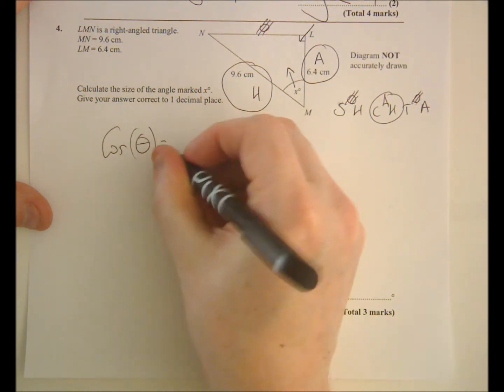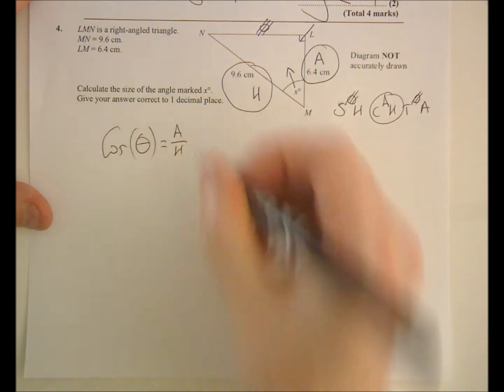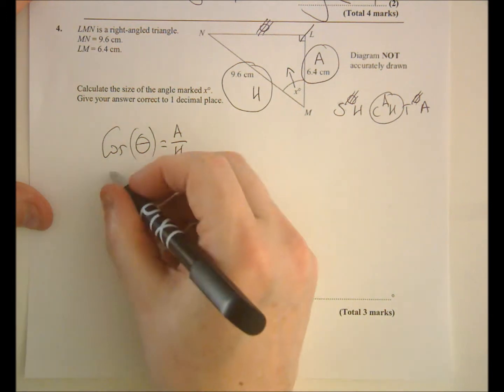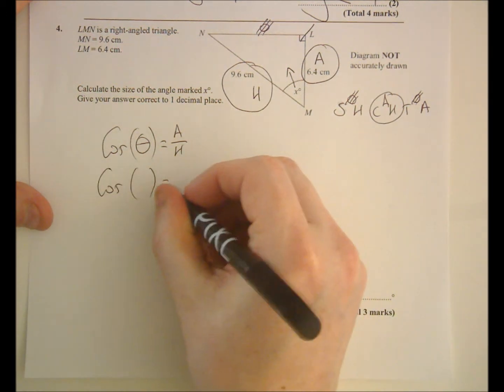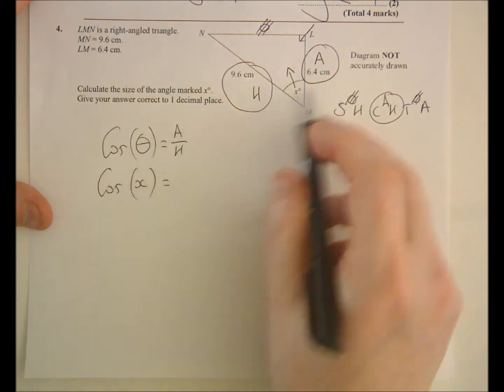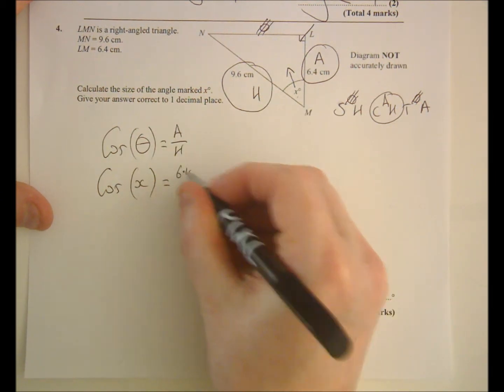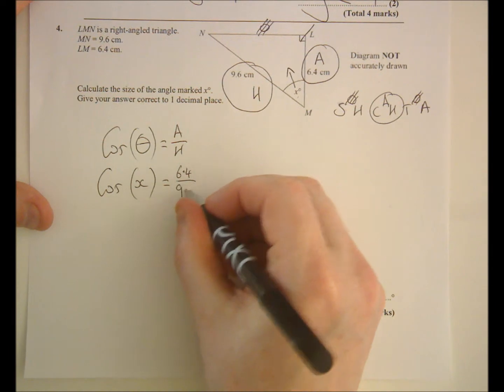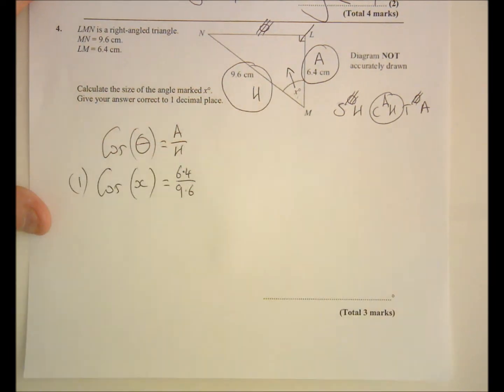Cosine theta is equal to the adjacent over the hypotenuse. We get our first mark when we start to substitute the values in. Our unknown angle is given as x. Our adjacent is given as 6.4 and our hypotenuse is given as 9.6. And there is our first mark.